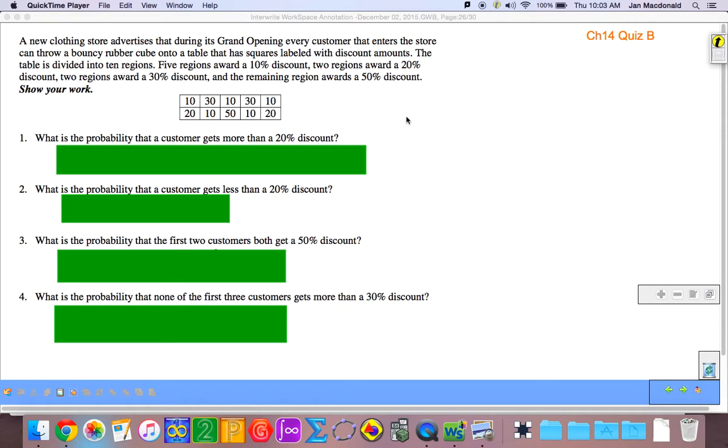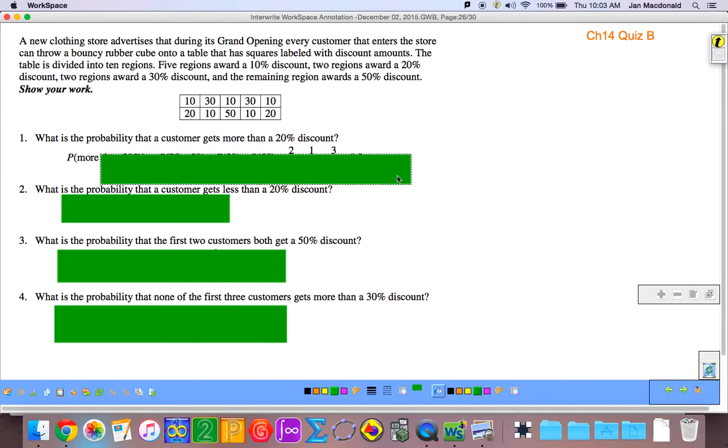What is the probability that a customer gets more than a 20% discount? Well, that's the probability that he gets a 30 or a 50% discount. We know that those events are mutually exclusive. They have no elements in common. Therefore, we can just add the individual probabilities. So the probability of a 30% discount would be 2 out of 10, plus the probability of a 50% discount, which would be 1 out of 10. So the probability that a customer gets more than a 20% discount is 2 out of 10 plus 1 out of 10, which would be 3/10 or 30%.